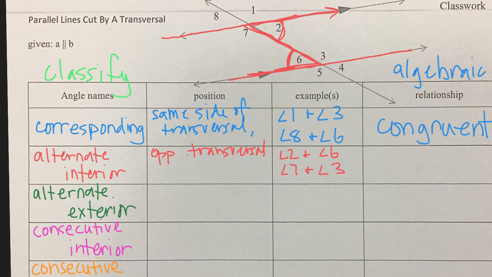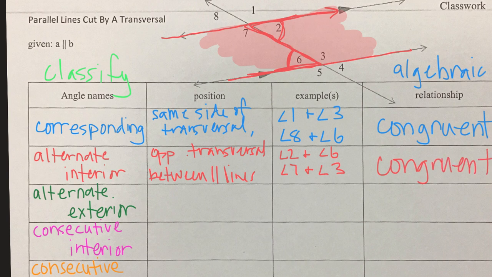And they are interior. Interior to what? Your parallel lines. So these are between your parallel lines. It has to be between your parallel lines or they are not interior. So all these angles are interior to your parallel lines because they are between your parallel lines. Interior means between. And the algebraic relationship is they are also congruent, having the same measure. So angles 2 and 6 or angles 3 and 7 are alternate interior angles.